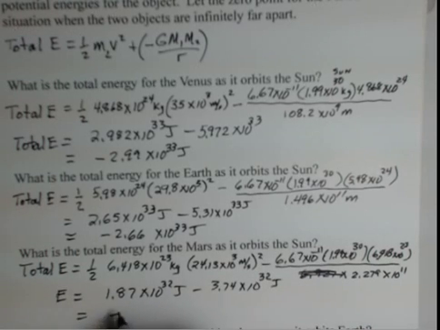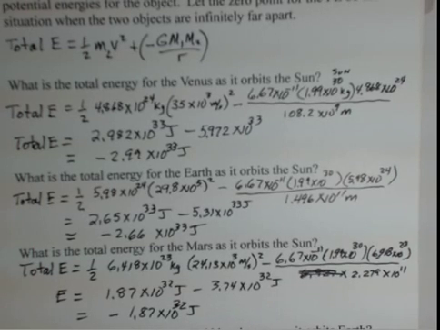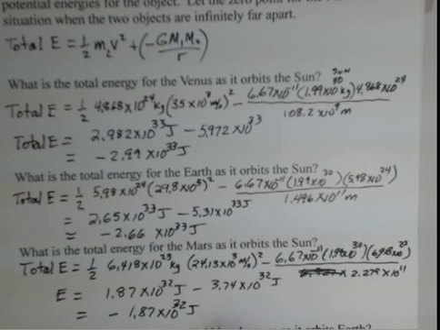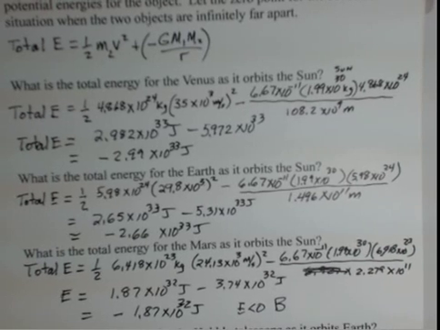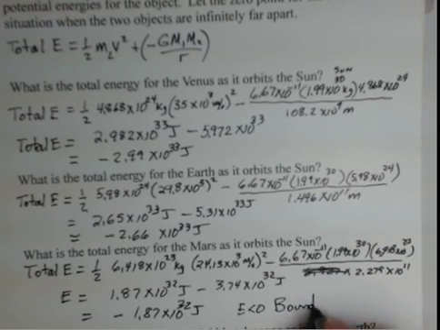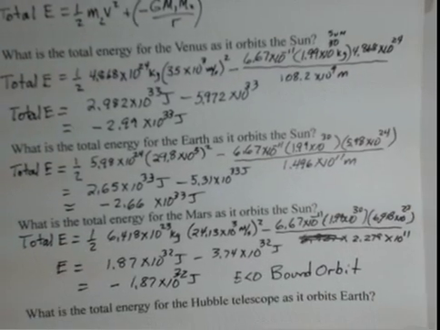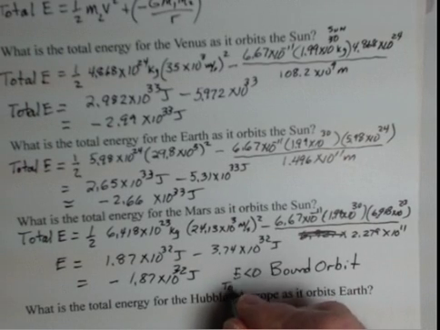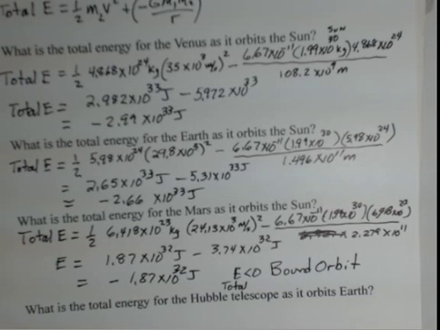And our total energy, well, again, negative. And 1.87 times 10 to the 32 joules. Another negative there. Negative, negative, negative. This is good. When the total energy is less than 0, we have a bound orbit. And certainly Venus, Earth, and Mars are bound to the Sun.